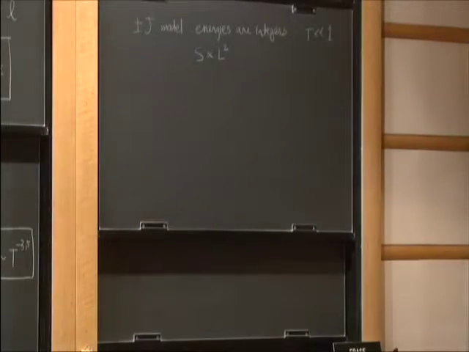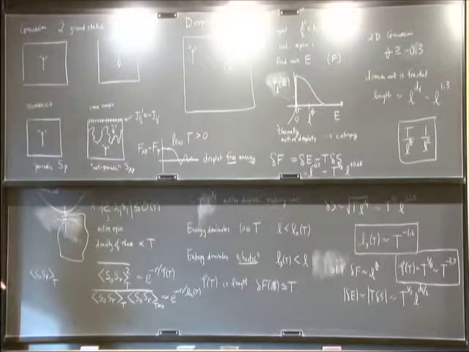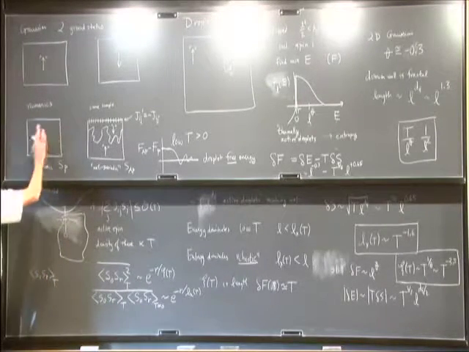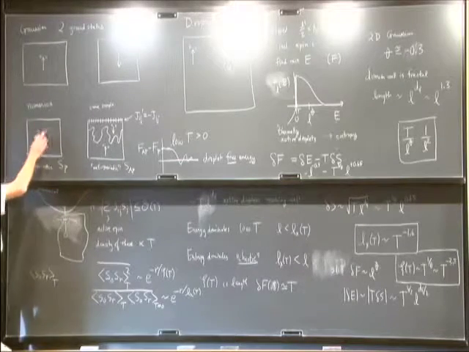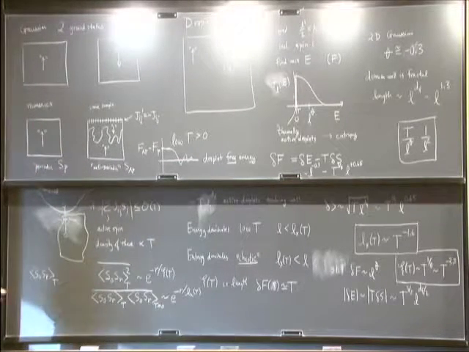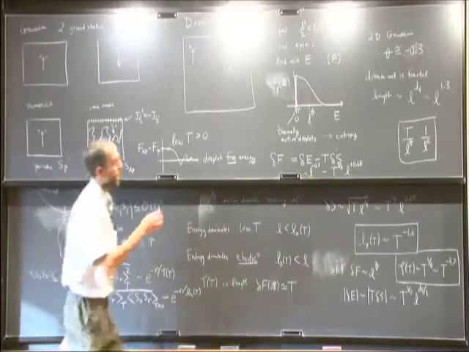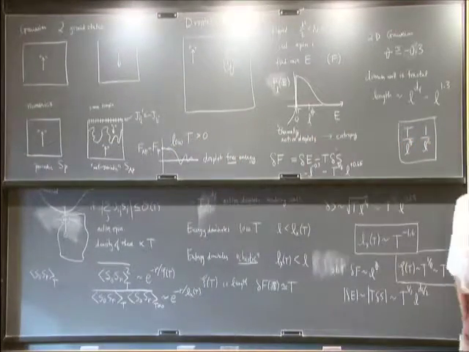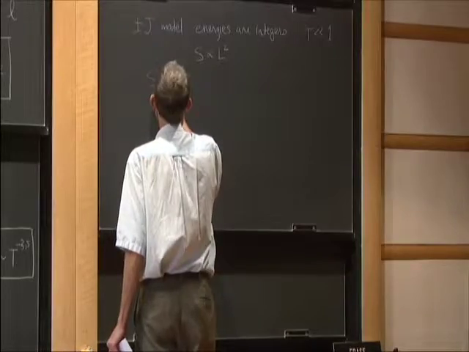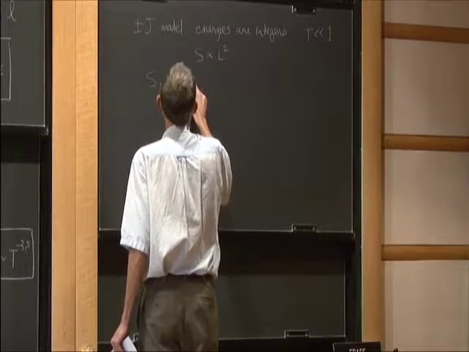Okay, so both of these entropies are proportional to the area, right? But that area entropy is just a property of the free energy of the ground state. We want to know about the difference. And what's found, again just numerically, S periodic minus S antiperiodic.